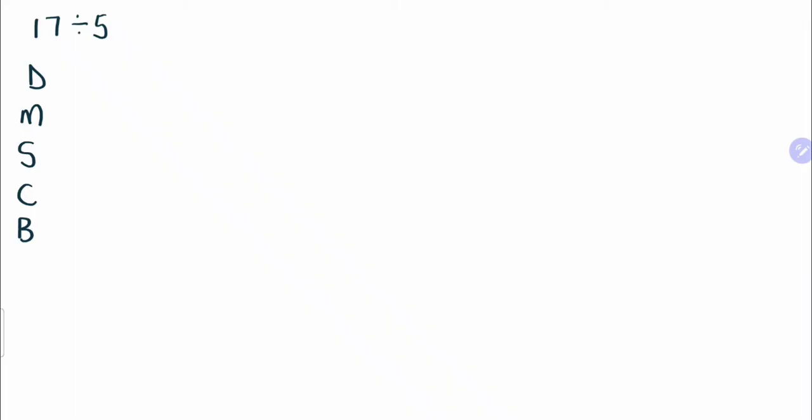Now, this is what the letters actually mean. D stands for divide, M stands for multiply, S stands for subtract, C stands for check, and then B stands for bring down the next number. All right, so let's go.